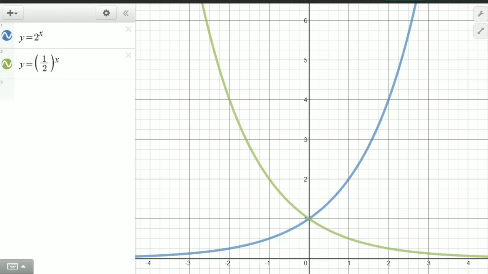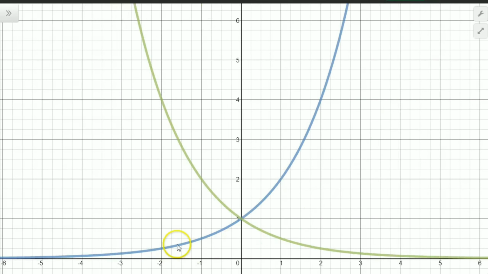And here's two that I've previously prepared just so we can see it a little bit easily. The blue line here is y equals 2 to the power of x, and the green line here is y equals a half to the power of x. If we have a look at the graphs, you'll see the blue line getting larger and larger. Both of them go through the point x equals 0, y equals 1, and they are very much a mirror image of themselves across the y-axis.